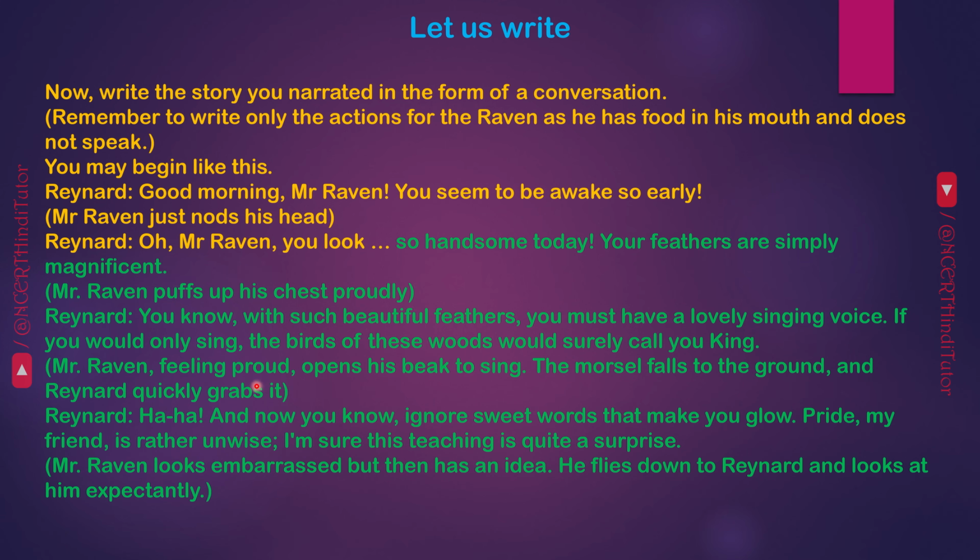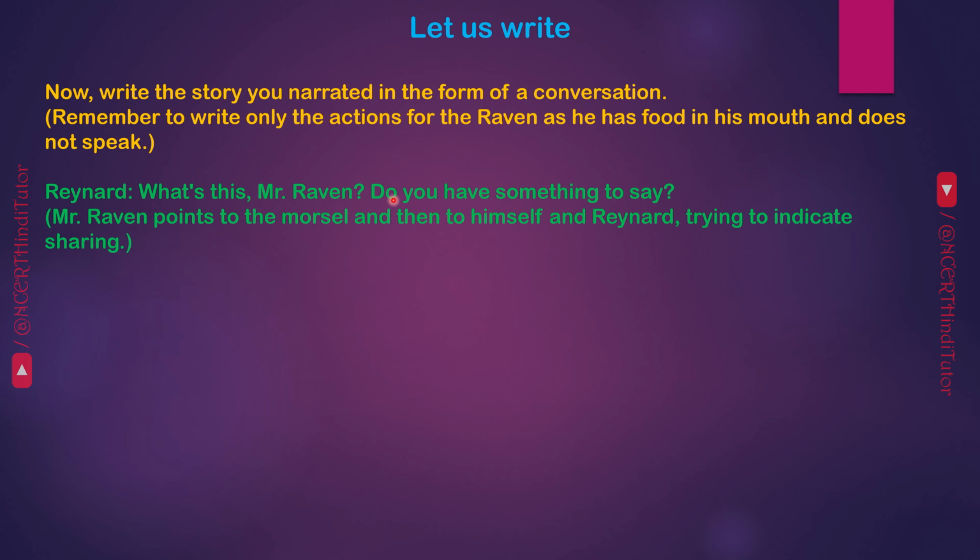Mr. Raven, feeling proud, opens his beak to sing. The morsel falls to the ground, and Reynard quickly grabs it. Reynard: Ha ha, and now you know. Ignore sweet words that make you glow. Pride, my friend, is rather unwise. I am sure this teaching is quite a surprise. Mr. Raven looks embarrassed, but then has an idea. He flies down to Reynard and looks at him expectantly. Reynard: What's this, Mr. Raven? Do you have something to say?